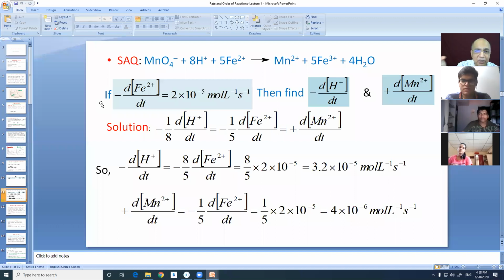You are given a balanced equation, and you have to find out the rate with respect to one species if the rate with respect to another species is given. Never bother about the minus sign. If you have some confusion about the minus sign, you just don't bother about it. Minus is there only to indicate the reactant is disappearing, nothing else.